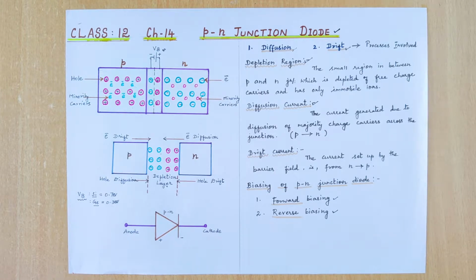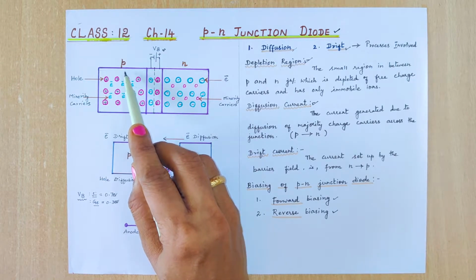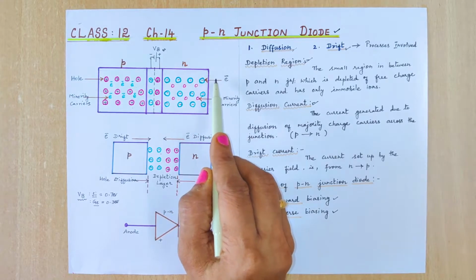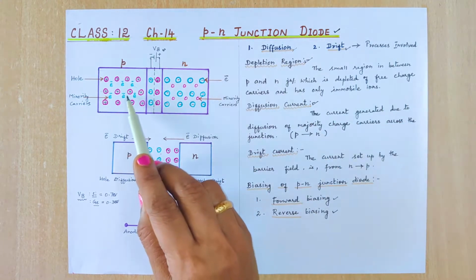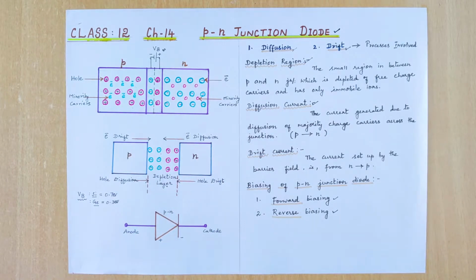A single crystal of silicon or germanium cannot be converted into a diode directly. It needs to be doped with acceptor as well as donor impurities on both sides of the crystal. Therefore, P-type semiconductor is doped on one side and N-type semiconductor is doped on the other side of the crystal. That forms a diode. And these two, P and N, are taken as the two terminals of this diode.